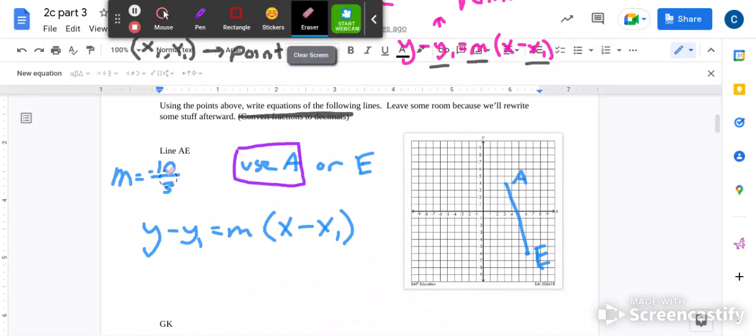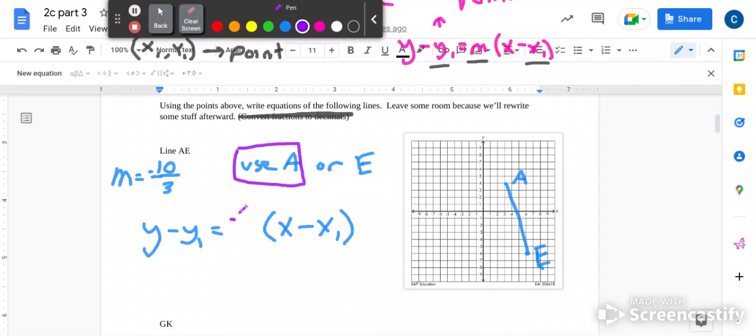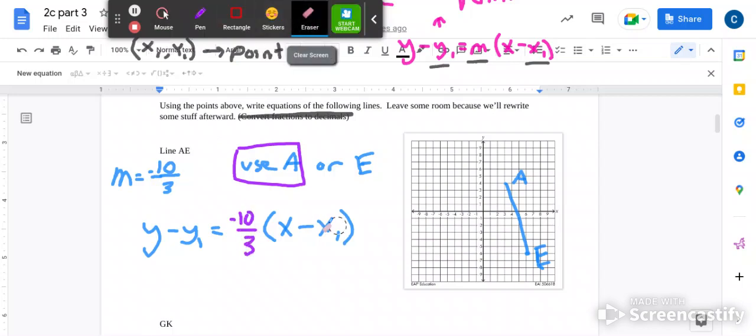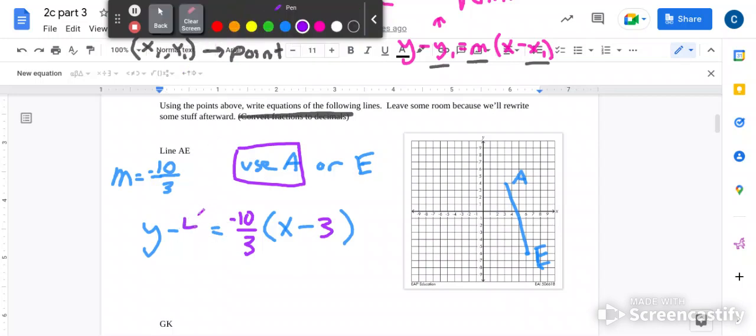So what we have here, ladies and gentlemen, is a slope of negative 10 over 3. So we'll put negative 10 over 3 in for our slope. Point A is at 3, 4, so 3 is going to go in for our x1, and 4 is going to go in for our y1. And that's the equation of that line, right there. That's the equation of line AE: y minus 4 equals negative 10 over 3, parentheses, x minus 3.